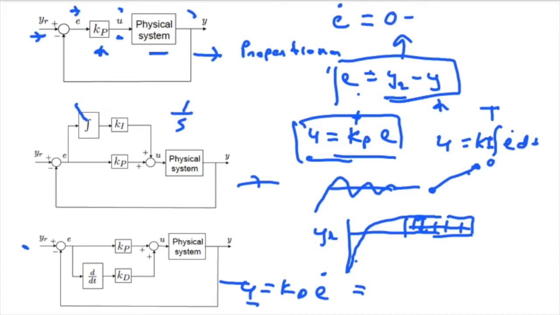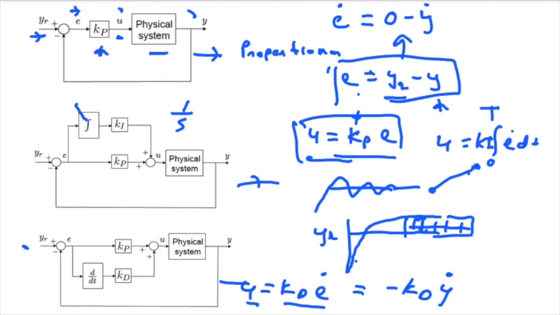No, not zero, 0 minus Y dot. Okay, so basically this is equal to minus Kd times Y dot, the rate of change of the output Y dot. Sometimes if e is not there, you can get confused. Generally, it's proportional to the error dot.